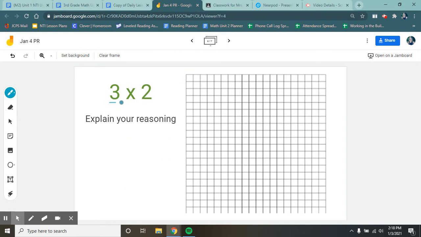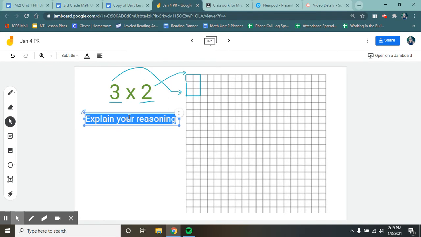So first, I know that I'm going to look at my 2 factors. I'm going to take my 3 and I'm going to build 3 columns. So I'm going to do that first. 1, 2, 3. So I built my 3 columns. Then I'm going to take my 2 and I'm going to build 2 rows. 1, 2, and then I'm going to connect my rectangle. So hopefully your rectangle looks like mine. We are going to then explain what we just did.